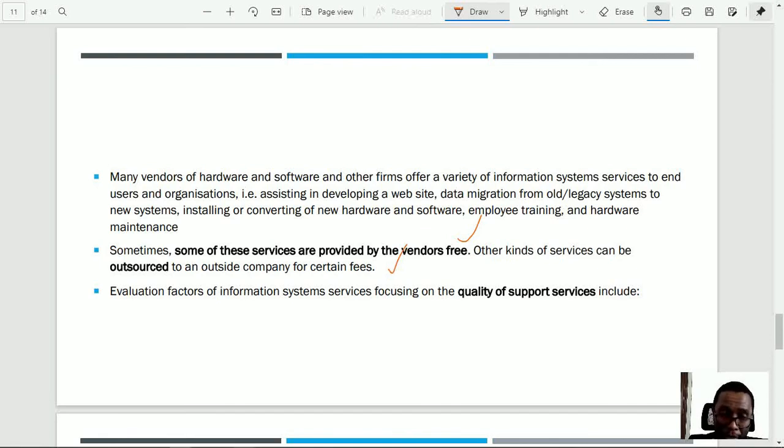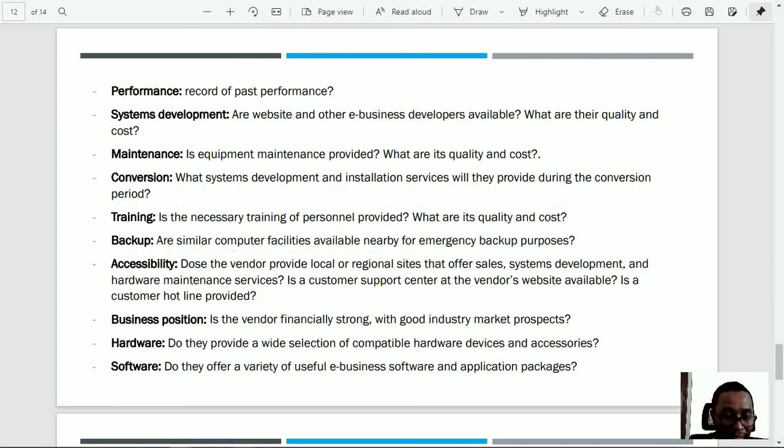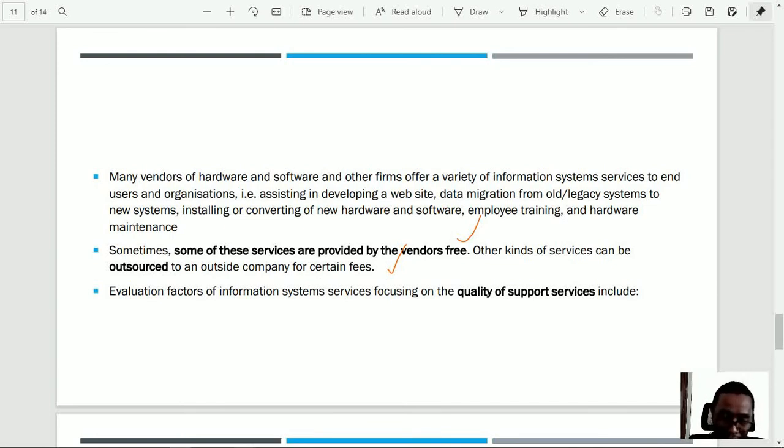Now, evaluation factors of information systems services, focusing on the quality of support services, include the following. Let me just repeat this. Evaluation factors of information systems, focusing on the quality of support services, include the following: performance, maintenance, training, accessibility, hardware, software, etc. There are so many things we look at when we talk about services being given to us, and that's why the quality of support service is very important.